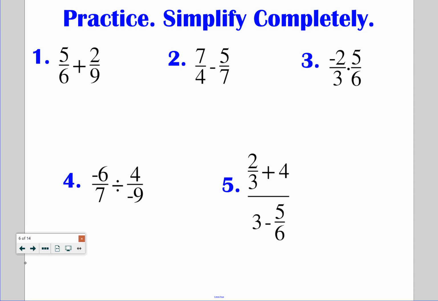The video will pause in a moment. I would like you to try now to practice a few of these problems on your own. You can answer the questions that go along with these problems, and then the video will continue to play for the second half of the lesson.